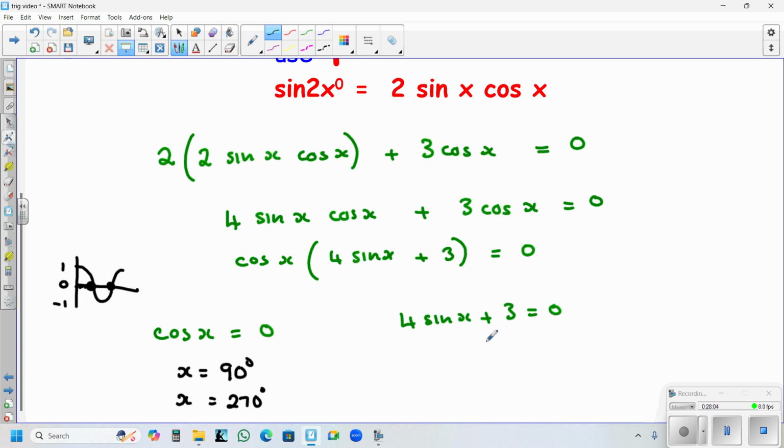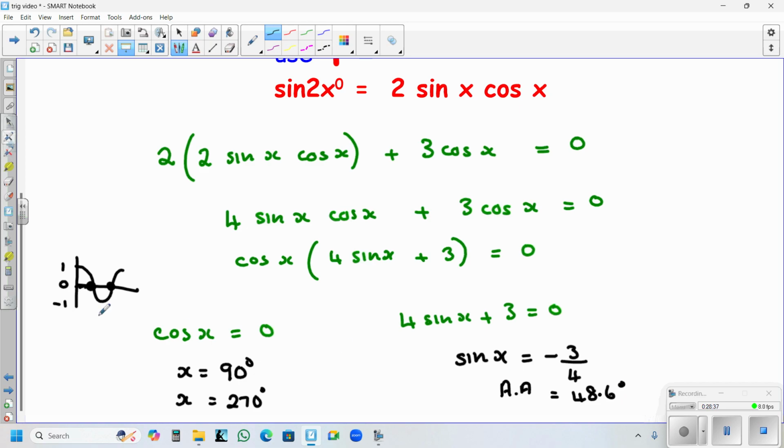Right, this one here, we've got an equation to solve, so we're going to take 3 away from both sides and divide by 4. So that means that sine x is equal to negative 3 over 4. So what we want to do is get an acute angle. So we're going to do shift sine of 3 over 4. And when we do that, I get an answer of 48.6 degrees. So the acute angle for this side is 48.6.